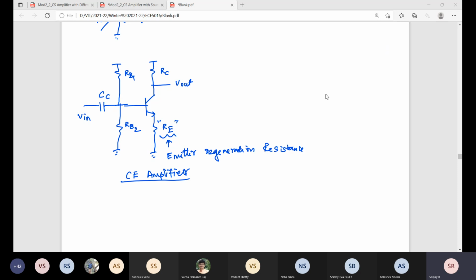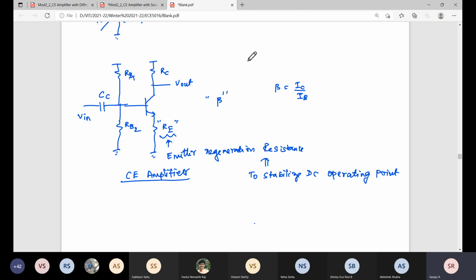Okay, no problem, I'll tell you. Emitter degeneration resistor we use to stabilize the DC operating point. Even though we are fixing using RB1, RB2, it could not be stabilized because there is variation due to beta. Beta is not always constant. What is beta? Beta equals IC divided by IB. IC varies, beta will vary.